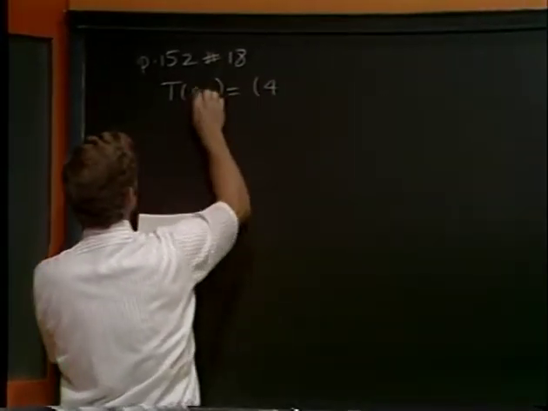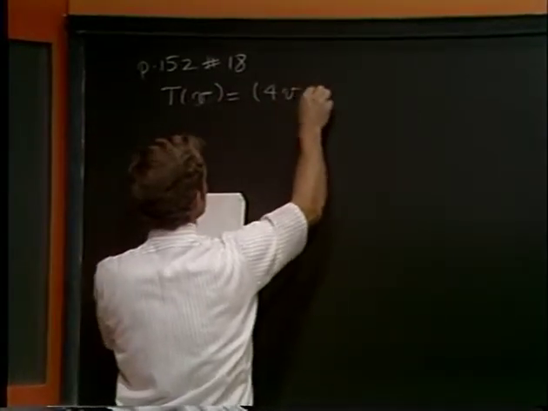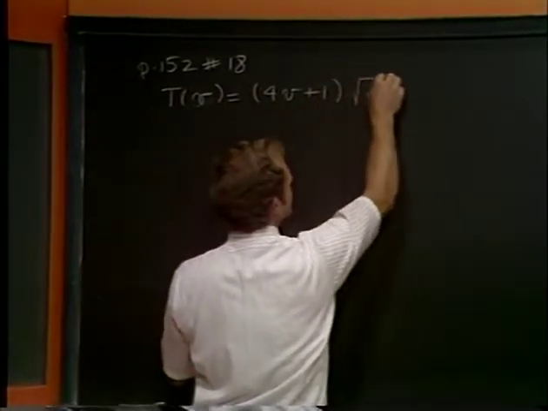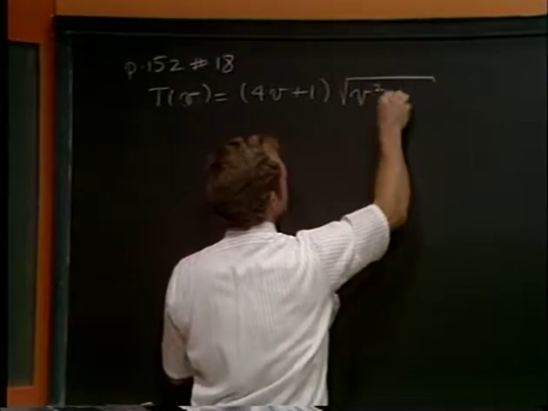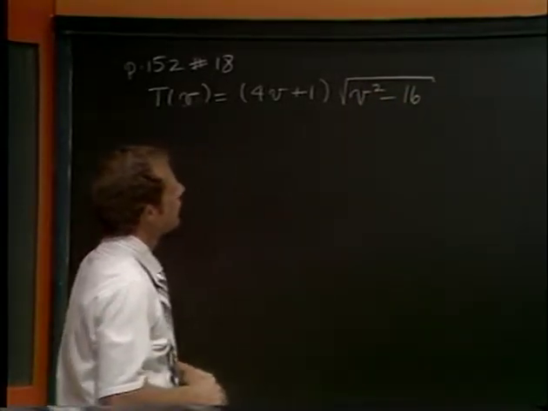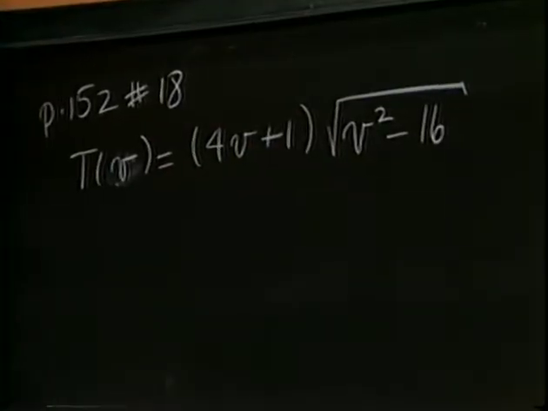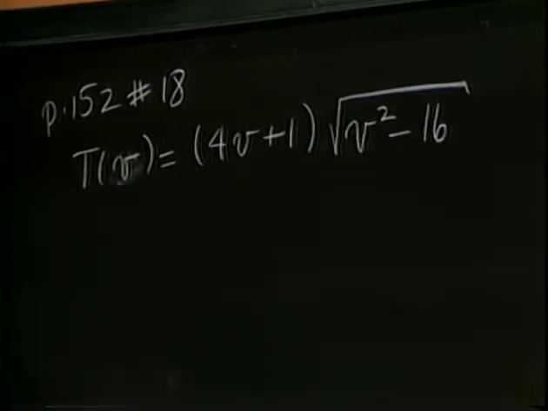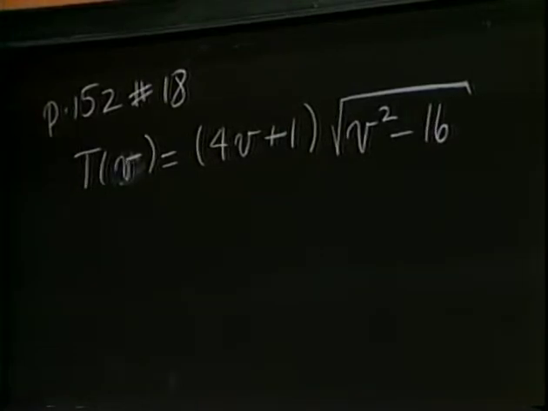That's a v, I suppose. T of v is 4v plus 1 times, is it the square root of v squared minus 16? Certainly not a simple function. It's not a polynomial. The square root makes things undesirable in terms of graphing.